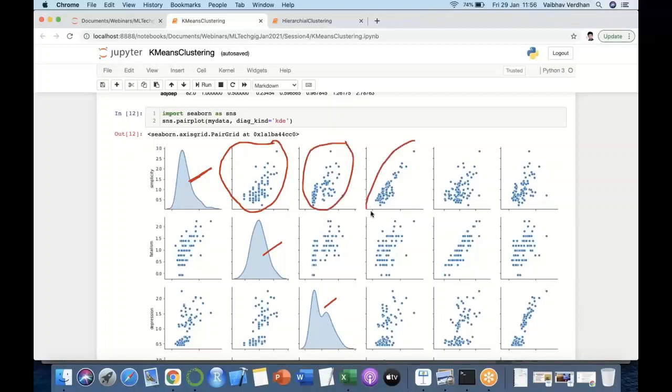Like over here you can see that there seems to be a linear relationship. There seems to be some relationship over here, but not that strong. This relationship is quite strong, and this relationship is not that strong. So what this plot will tell you is how the variables are working with each other.